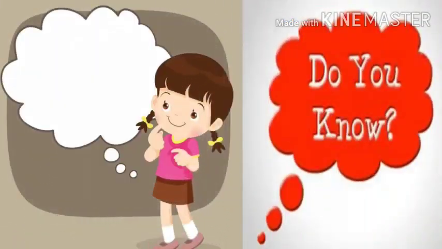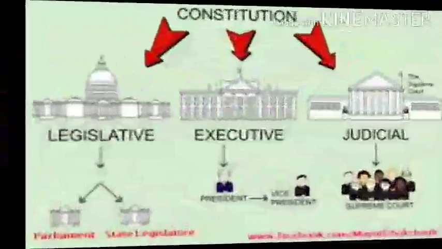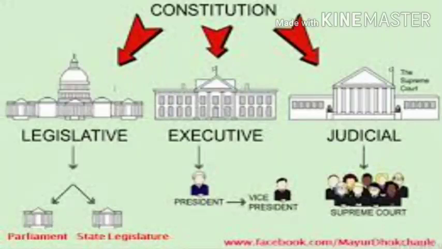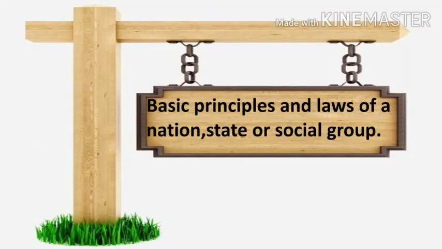Do you know, students, what is meant by constitution? Constitution is nothing but a set of rules that guides how a country, state or other political organization works. The constitution may tell what the branches of the government are, what powers they have and how they work. It may also state the rights of citizens. In simple words, we can say that it contains the basic principles and laws of the nation, state or social group.